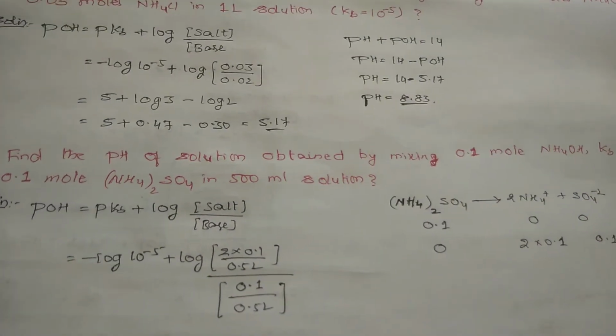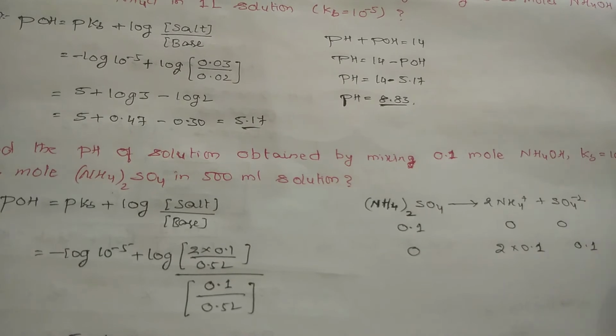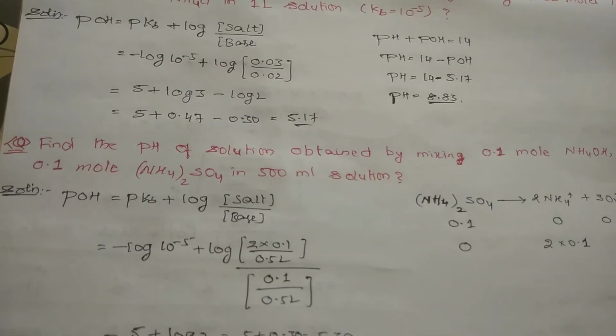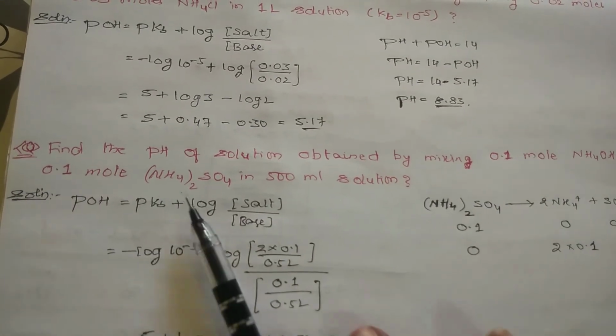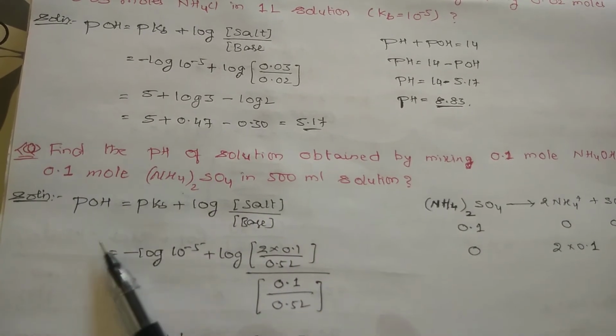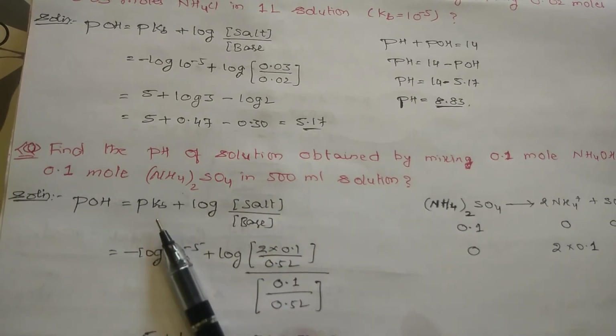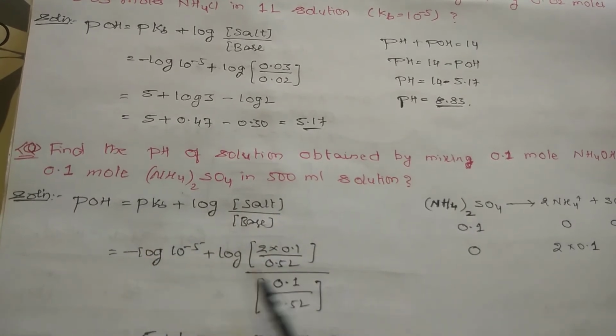Find the pH of the solution obtained by mixing 0.1 mole NH4OH, Kb is equal to 10 power minus 5, and 0.1 mole ammonium sulfate in 500 ml solution. Okay. So we know that pOH is equal to pKb plus log salt concentration by base concentration. pKb is how much? Negative log 10 power minus 5 plus log.